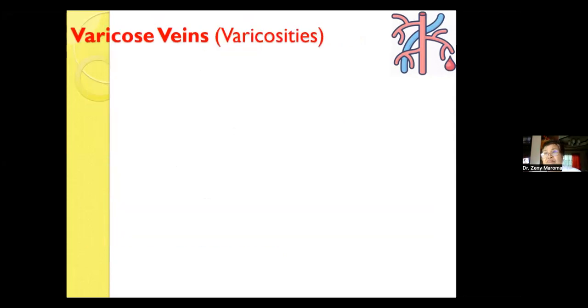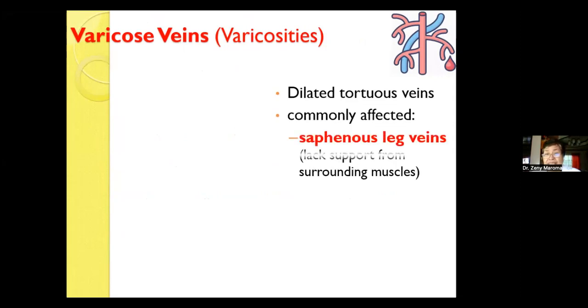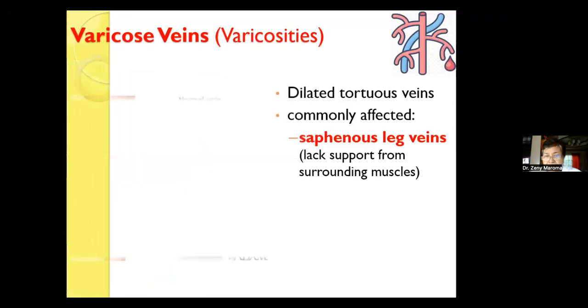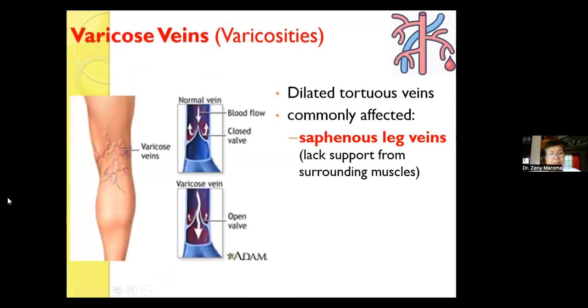Okay. Last, varicosities. Ano naman yung varicosities? Varicose veins. These are dilated tortuous veins, usually affecting saphenous leg veins because it lacks support from the surrounding muscles. Ayan. Great saphenous vein. Secondary to prolonged sitting, prolonged standing. So it appears as, ayan, parang mga bulate, like snake-like projections, no, at the back of the knee.